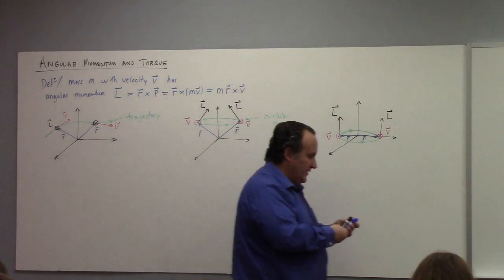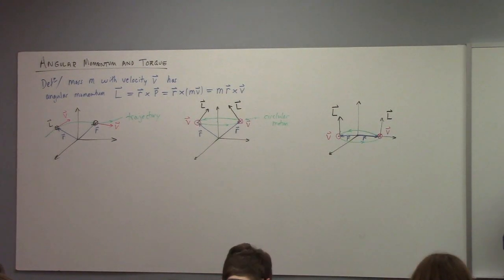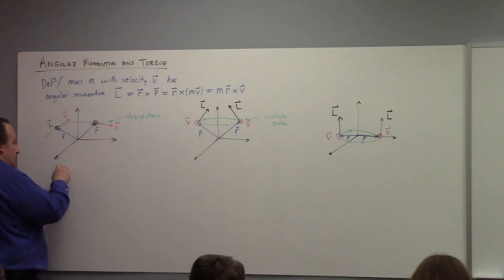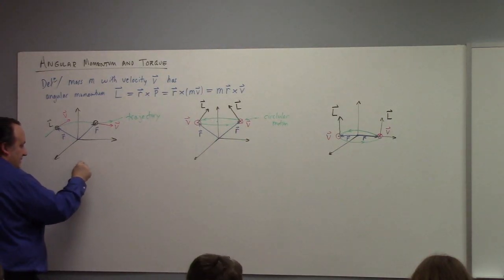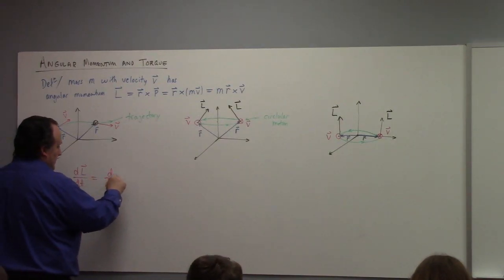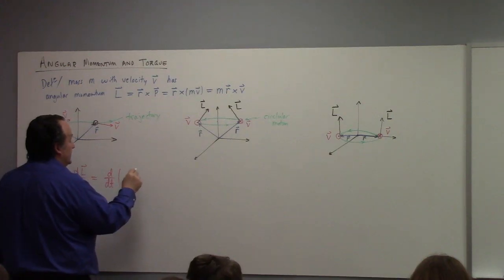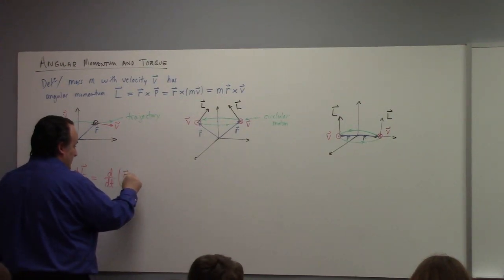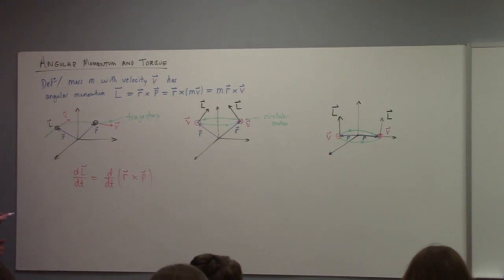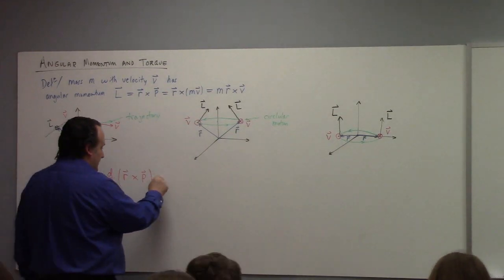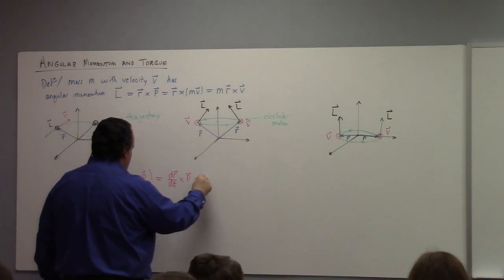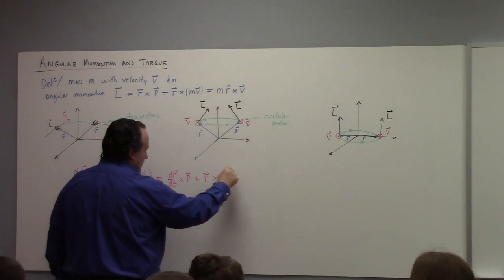All right, so next up, let us calculate what happens if we differentiate the angular momentum. So what happens if we calculate dL/dt? What's that work out to? So we've got d/dt of, let us say, r cross p, because I like that one. And there is a product rule for the cross product. The product rule for the cross product is simply this: dr/dt cross p plus r cross dp/dt.